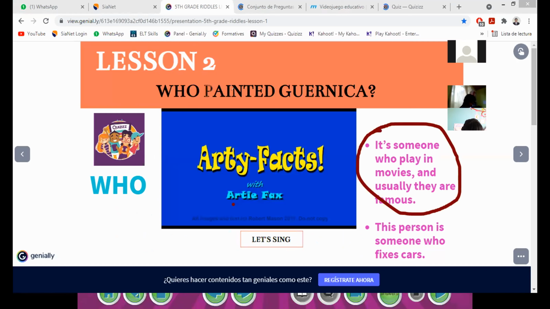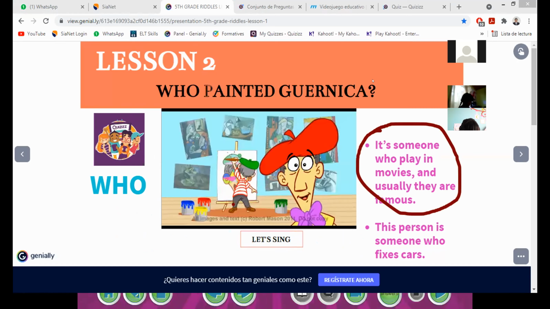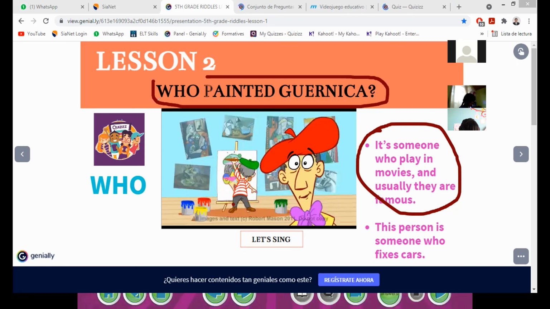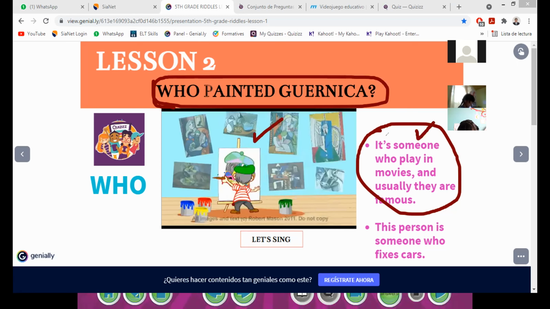It's Pablo Picasso. Oh, Pablo Picasso is the person who painted Guernica. Yeah, that is Pablo Picasso, but this is a different riddle.